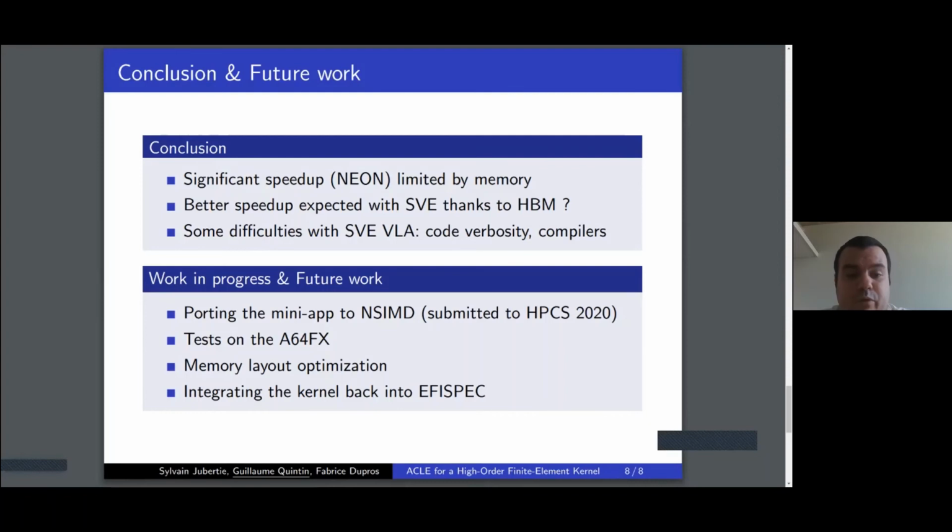We hope that we will be able to test on the A64FX. We also have ideas about memory layout optimizations, and we want, of course, to integrate the kernel back into FESpec to do a full benchmark with MPI and so on, because all this work is on a single node, on a single core.